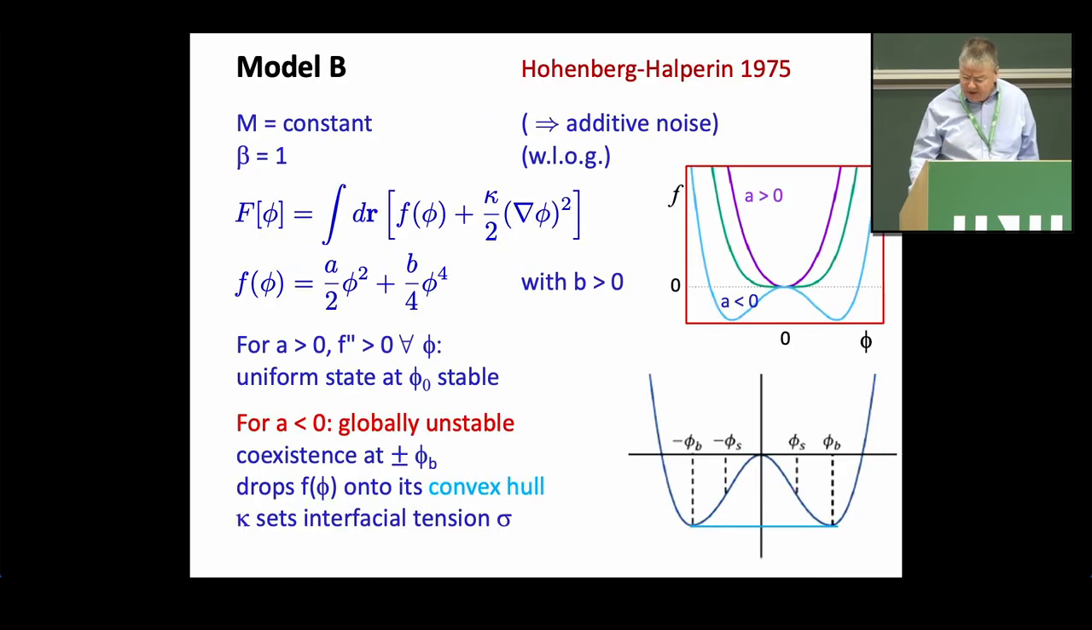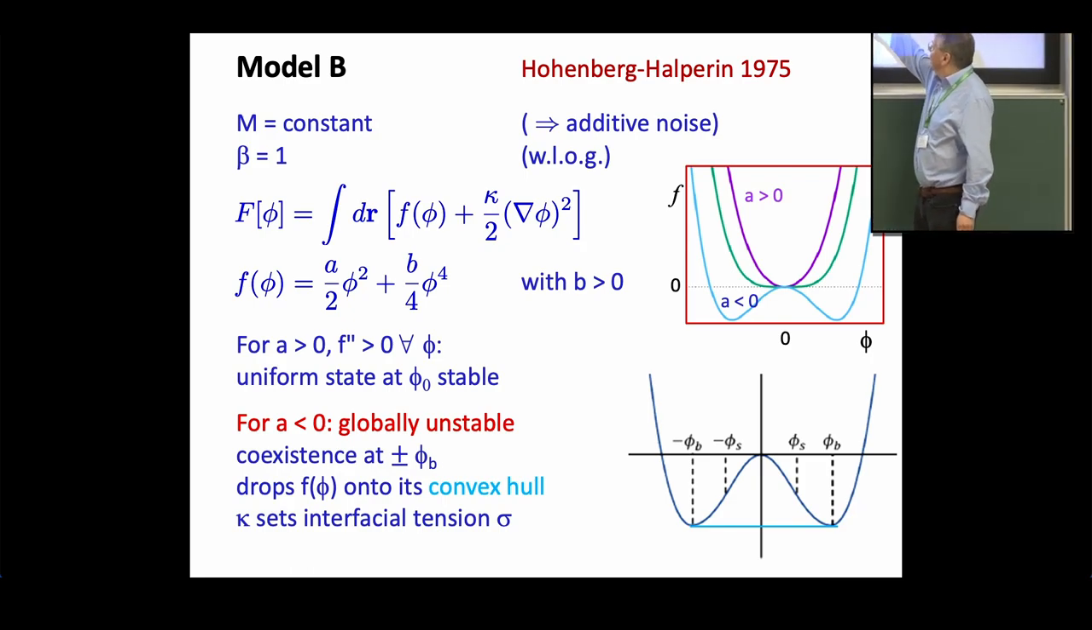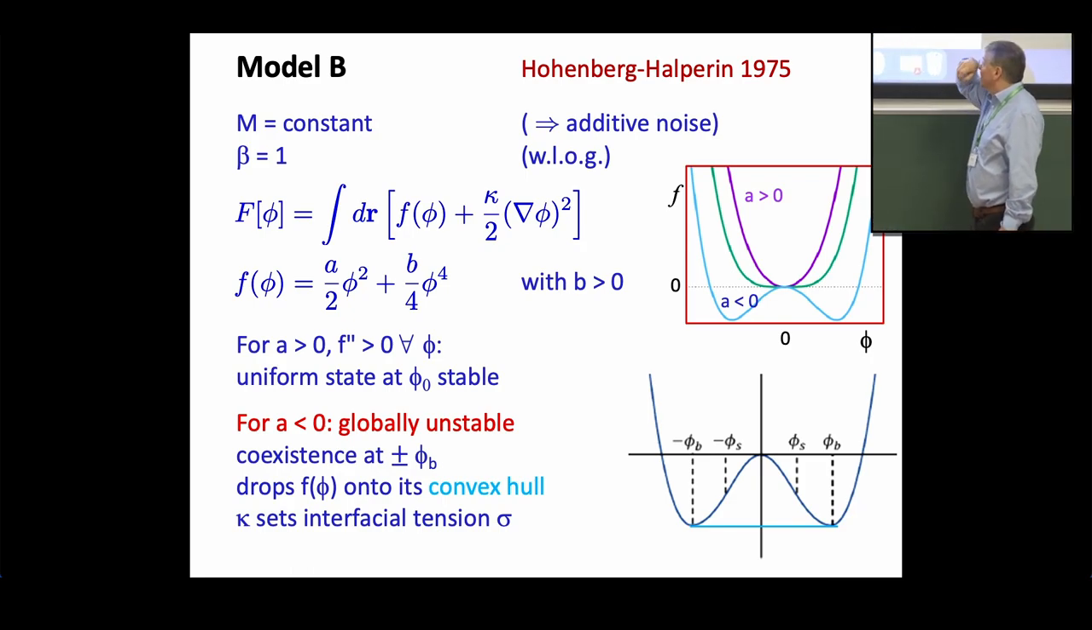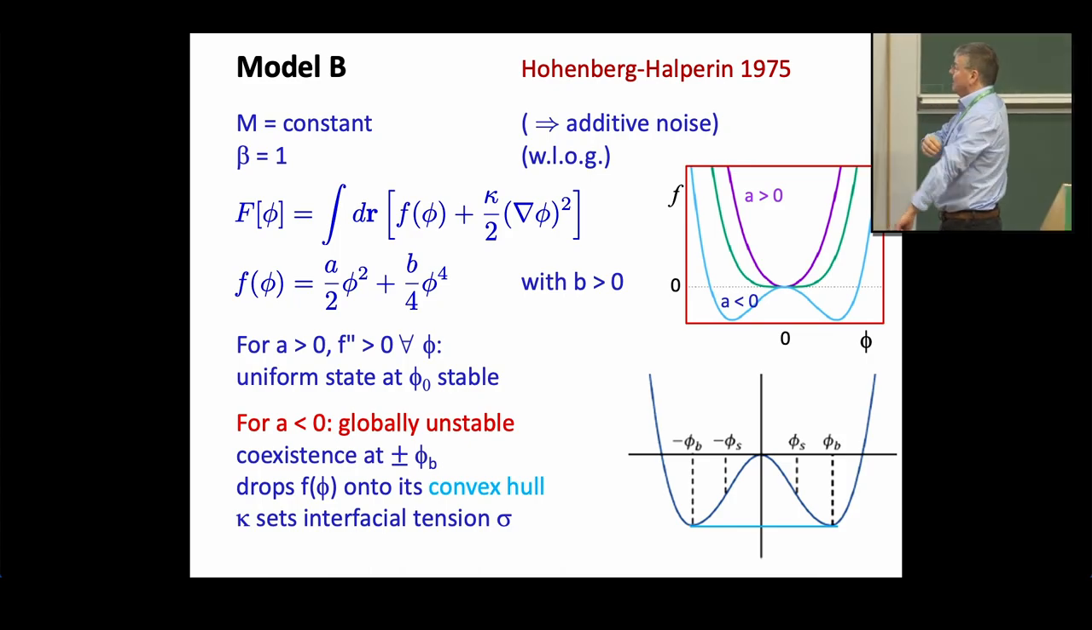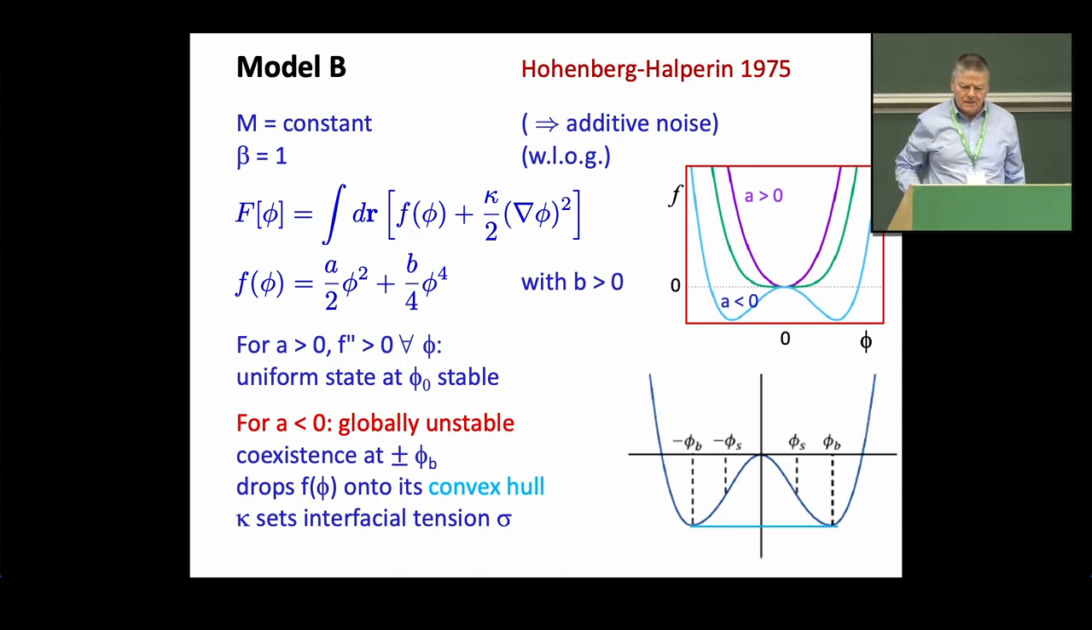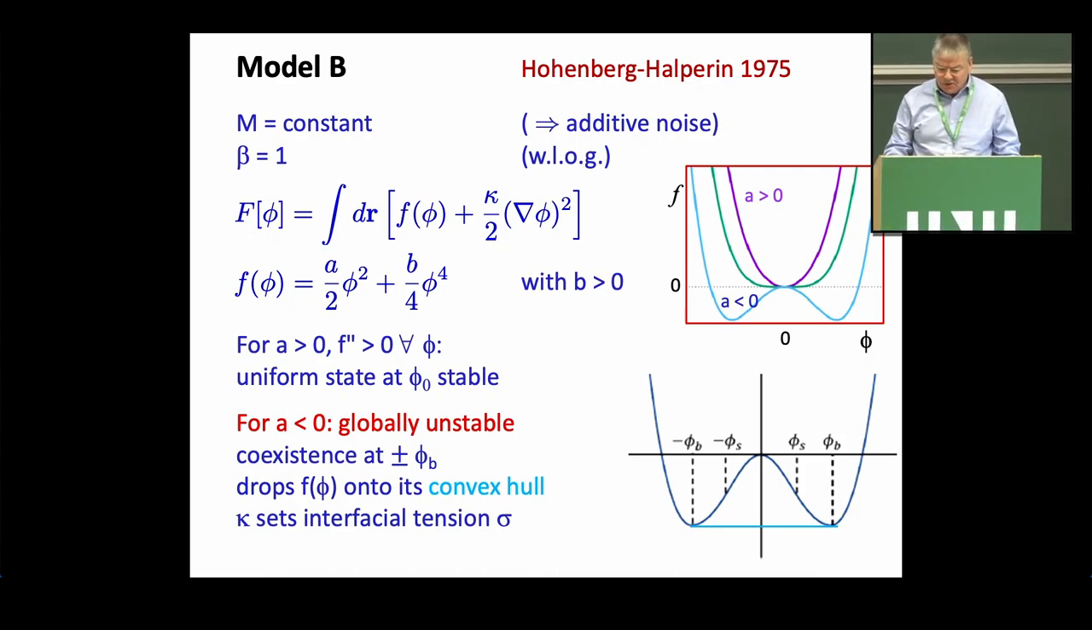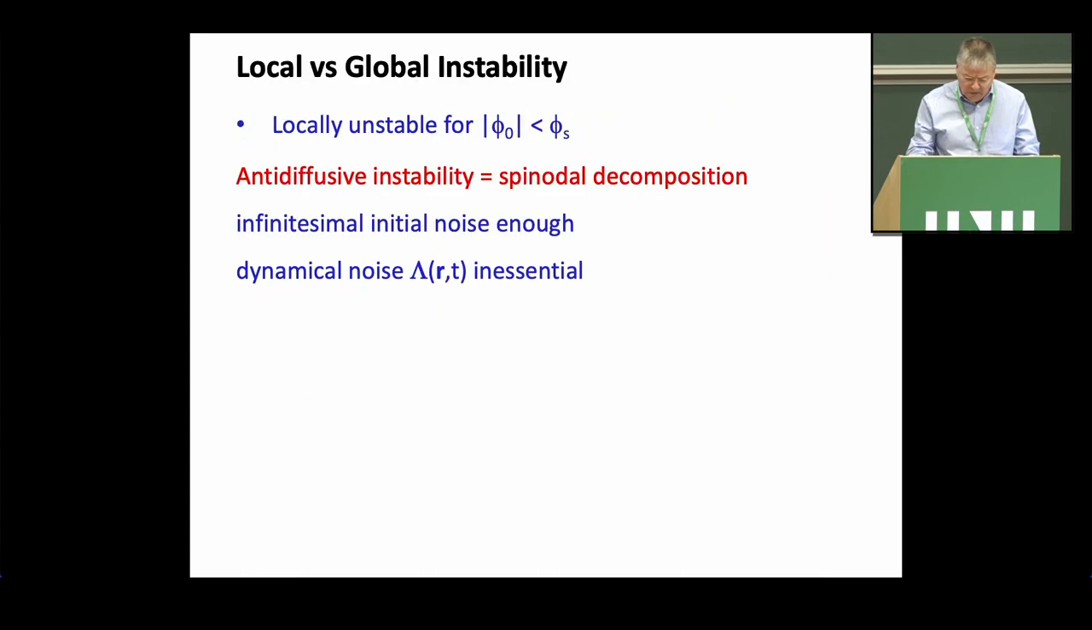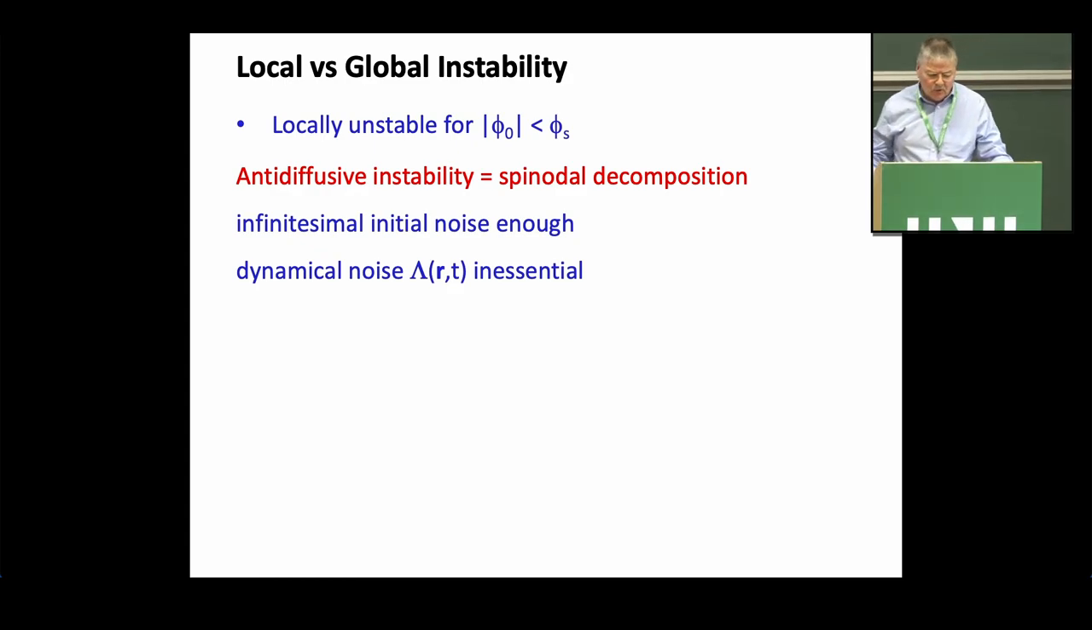But if I look at this free energy curve here, it's actually got negative curvature only between these two points, inflection points there. Those are called the spinodal densities, minus phi s, plus phi s. And in that region, it's not just globally unstable, it's locally unstable as well. So I can do what's called spinodal decomposition. I'll show you the stability analysis in a second. So I think this probably does deserve to be called an antidiffusive instability.